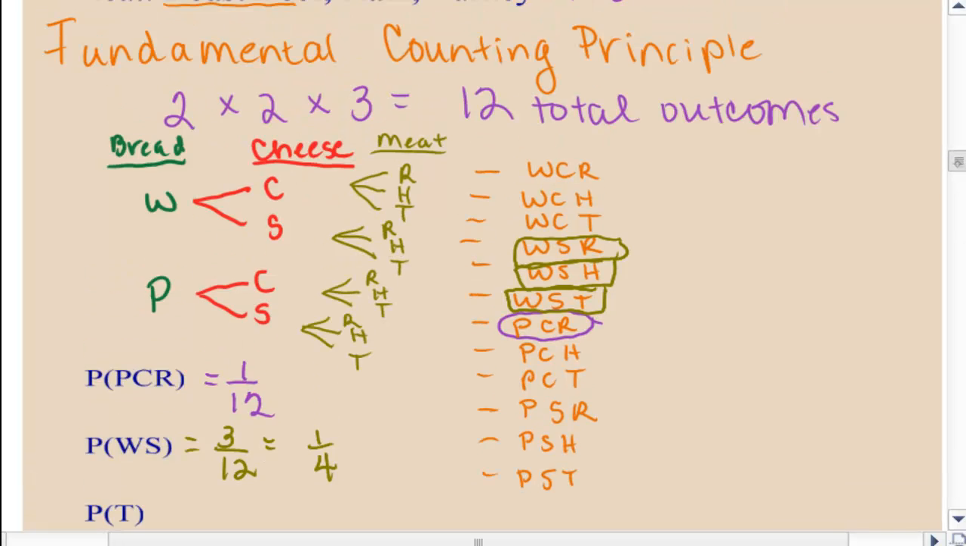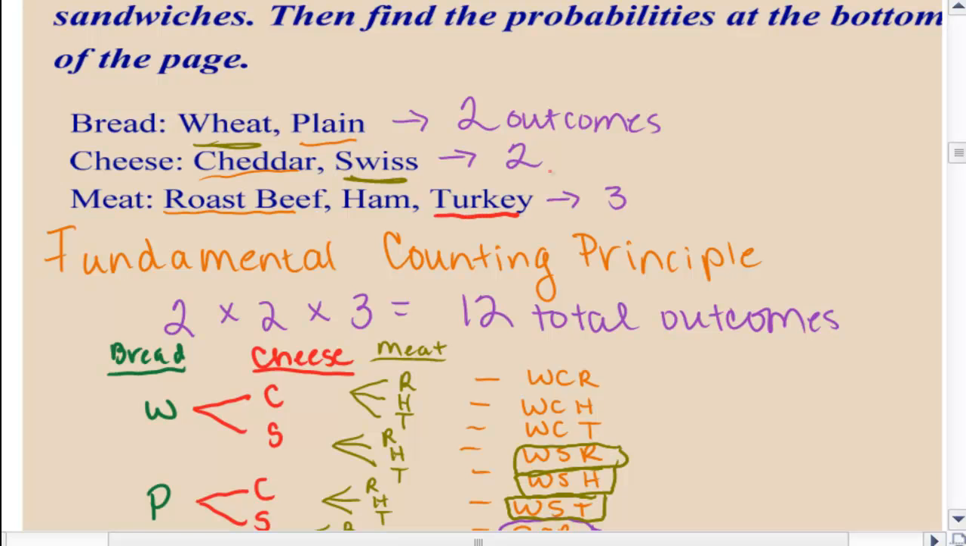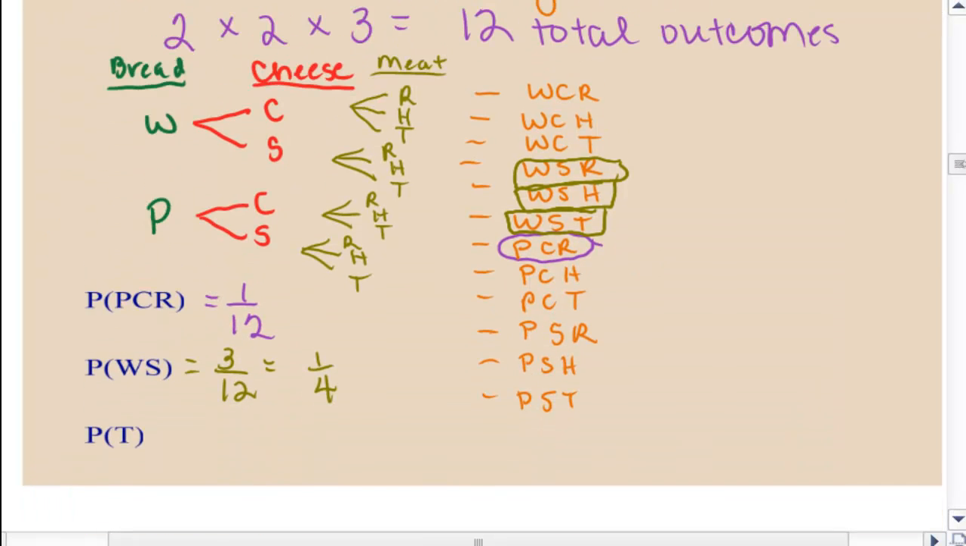So what was T? Let's see if we can come back up here. T was turkey. So what's the probability of getting something with turkey? Well, here's one with turkey, here's one with turkey, here's one with turkey, and here's one with turkey. So how many is that? 4 out of how many? 12. And what does that equal? 1/3.